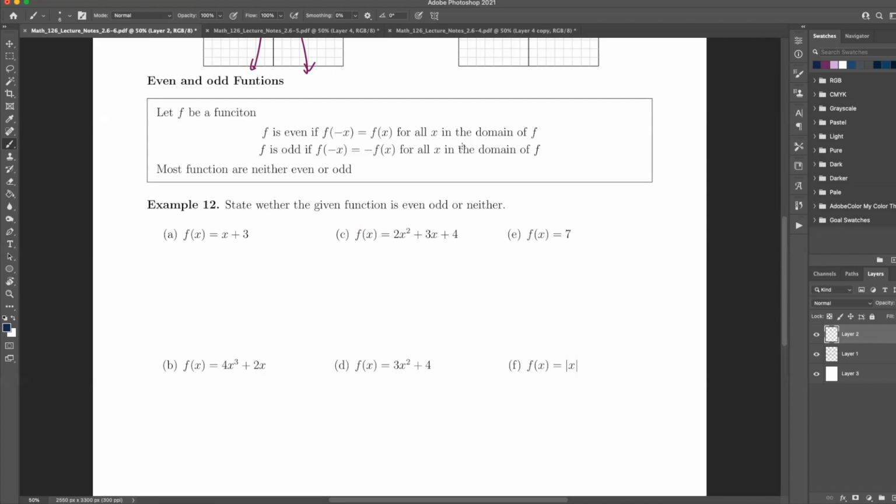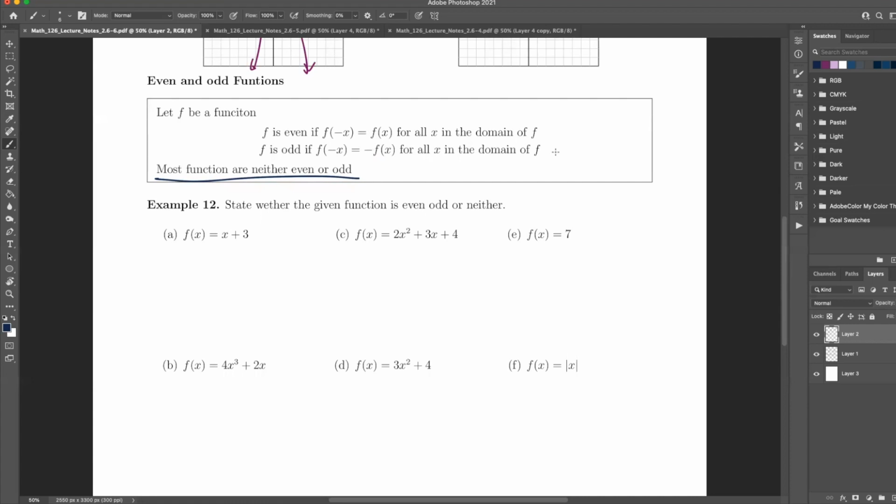And let me kind of show you some even and odd things. So here, most functions are neither even nor odd. So even or odd in terms of integers, an integer is either even or odd, right? But most functions are not, right?